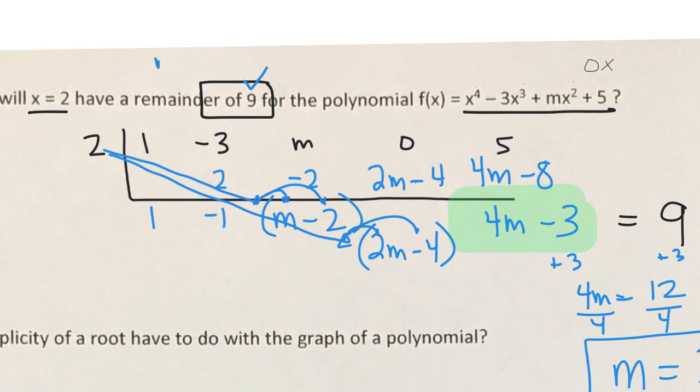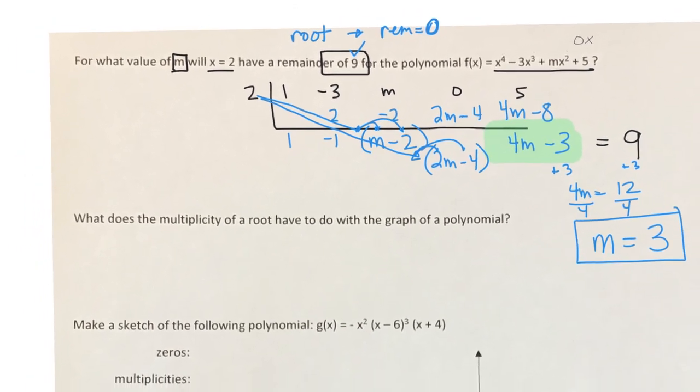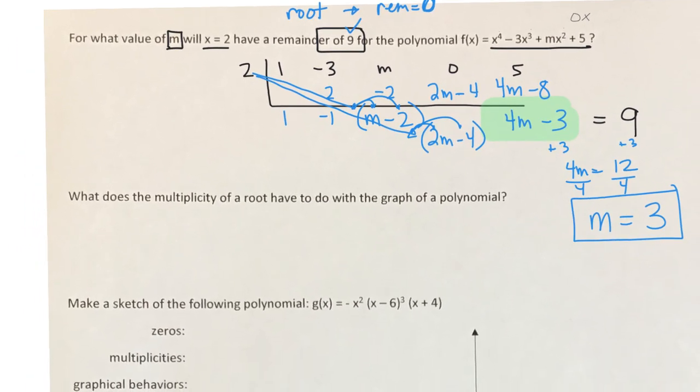If it says, if it's a root, what will make this a factor, then we want a remainder of 0. Okay, so you would set it equal to 0 if this were going to be a root or a factor. Okay, so hopefully you're okay with that kind of stuff. There's one on your test.